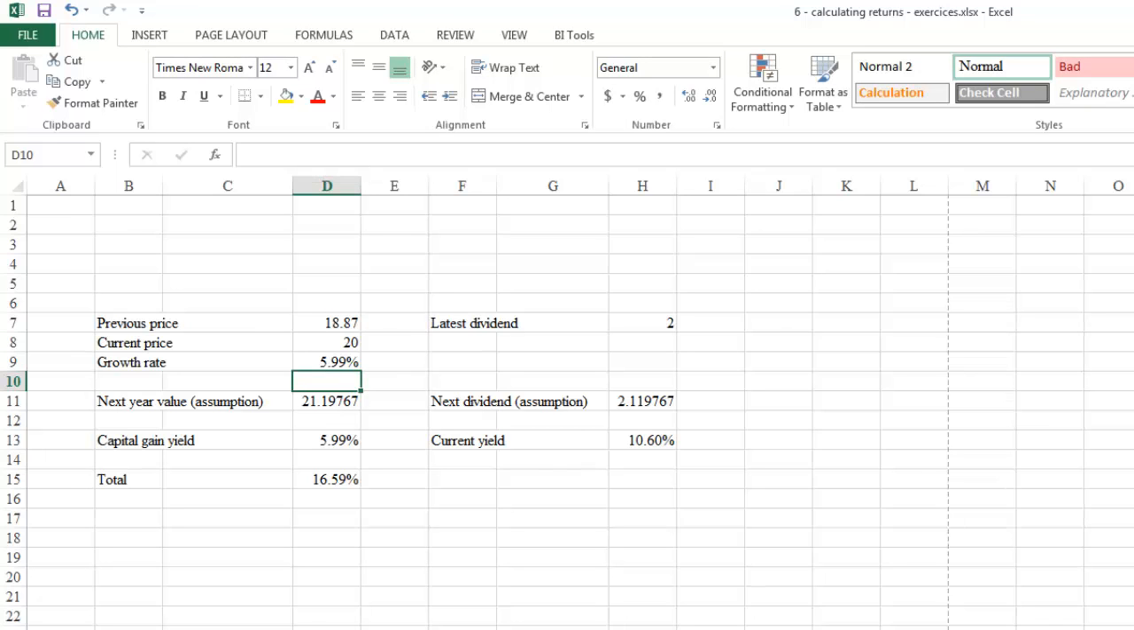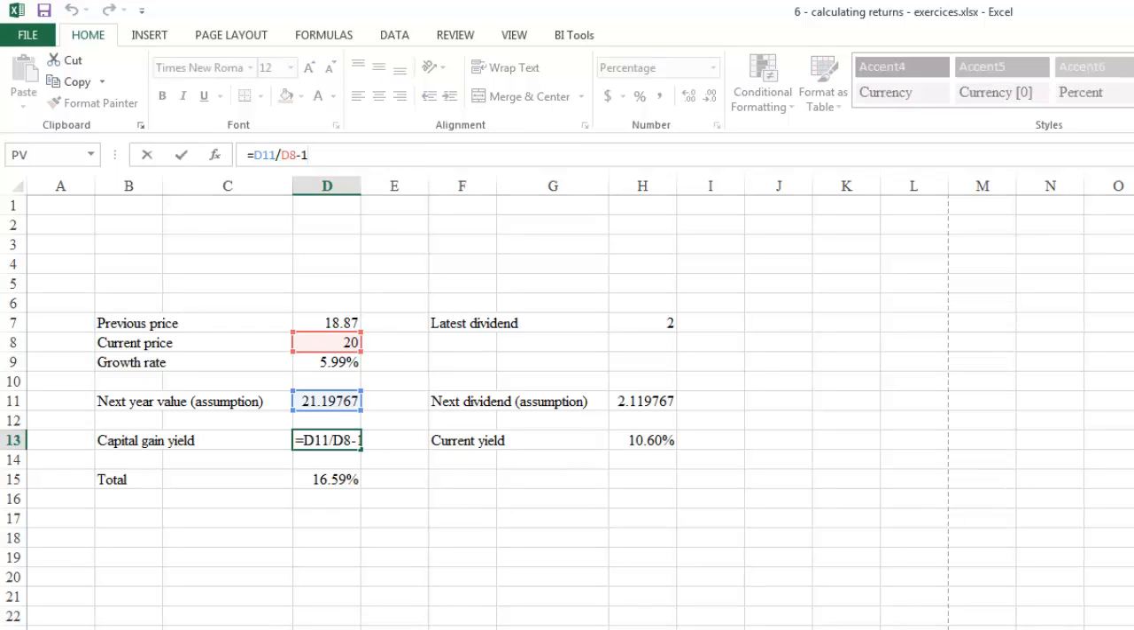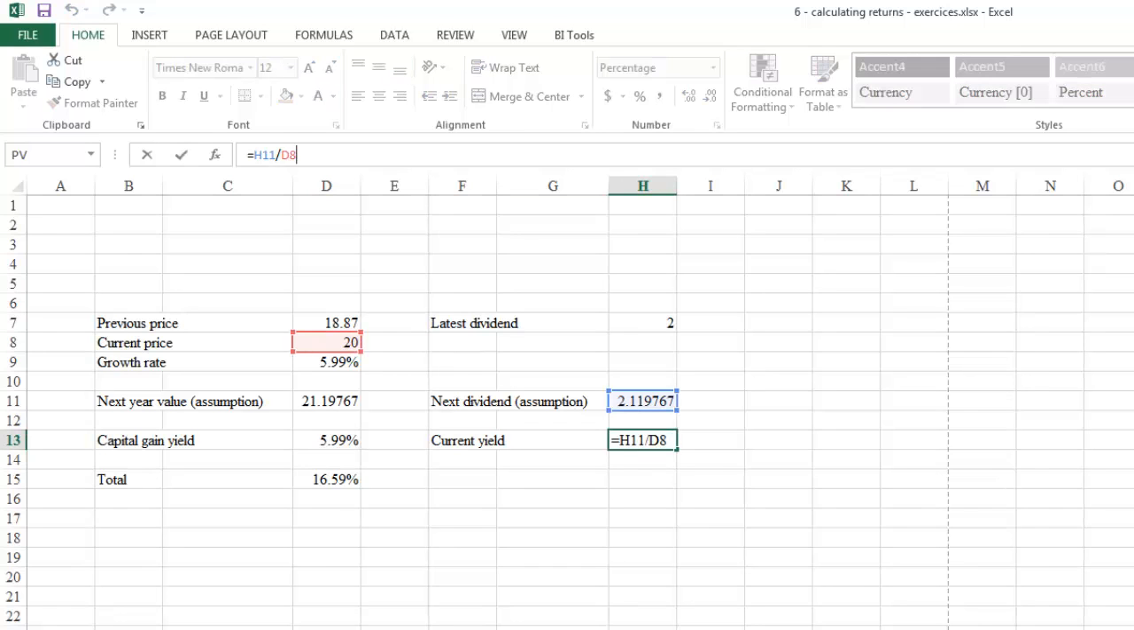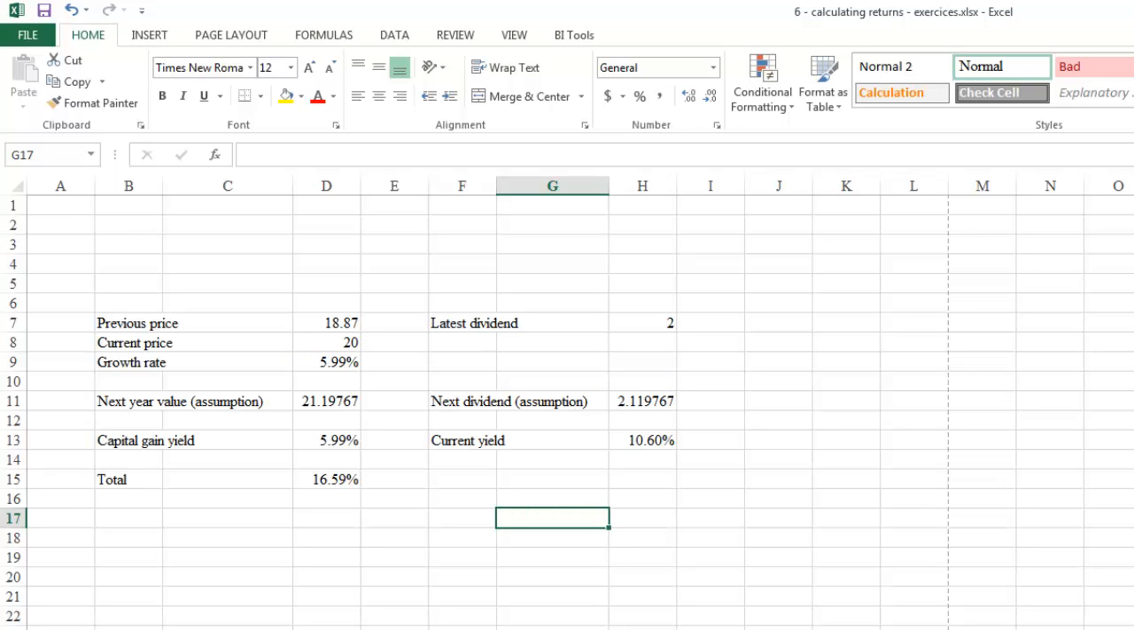Once I know that, I can apply my 6% growth to my capital, to my value, and I could apply the same 6% to my dividend. Once I know what the future dividend is and what the future value is, then I can go back and see what the capital gain yield is. You'll be surprised to see 6%, because this is what we've been using. And we'll also look at our new dividend, $2.11 divided by my current price. The dividend yield is 10%, plus this total yield, $16.59.